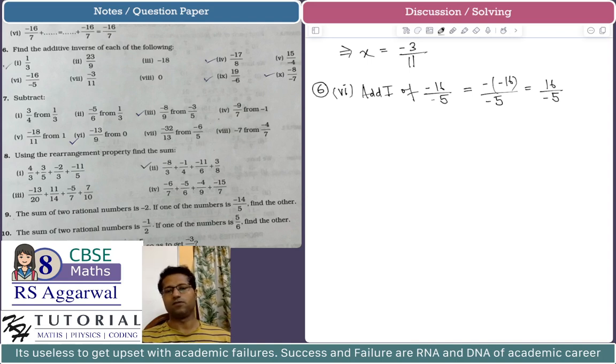Probably it is fine if you do not convert it to standard form, but at least make the denominator of a rational number positive in any result. So when I make the denominator positive, this will be minus 16 by 5. So this is the additive inverse. Minus 16 by 5 is the additive inverse of minus 16 by minus 5.